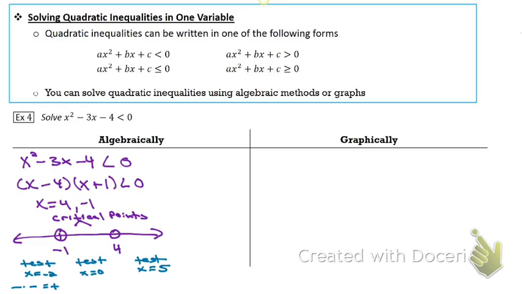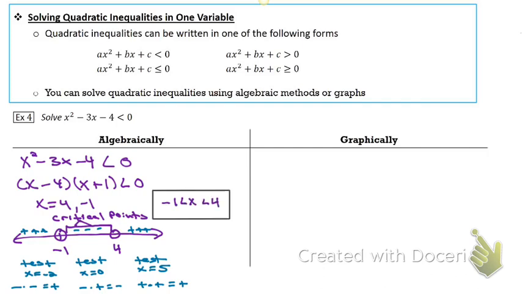So if I plug in negative 2, I get a positive value. I only worry about the sign. I don't need to know that when I plug in negative 2, I get negative 6 times negative 1, which is positive 6. I just need to know that it's positive. And then when I plug in 0, I know it's negative. And when I plug in 5, I know it's positive. And so less than 0 is negative. So my answer is between negative 1 and 4. So I have to write that as an inequality. Negative 1 is less than x, which is less than 4.